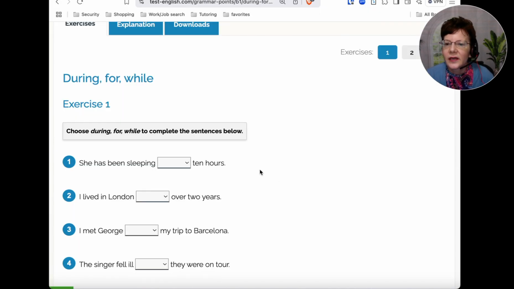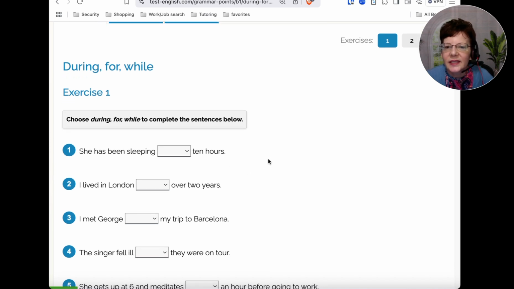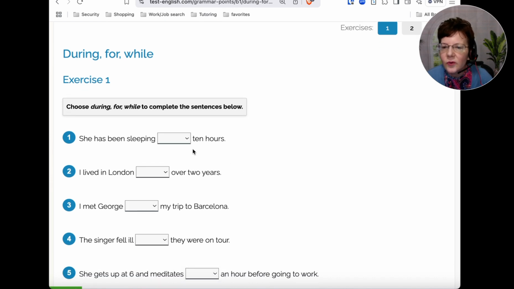Okay, so what we'll do is choose from this drop-down menu to complete these with during, for, or while. Number one, she has been sleeping 10 hours. So while, for, or during. Okay, so talking about a range of time, right? So if we chose the second one, for, that is correct.